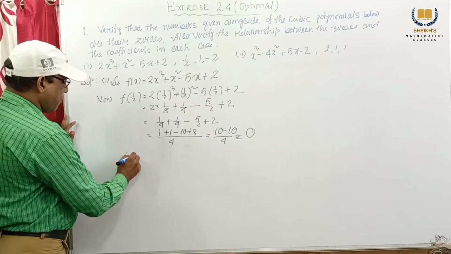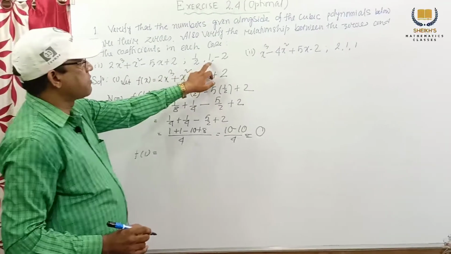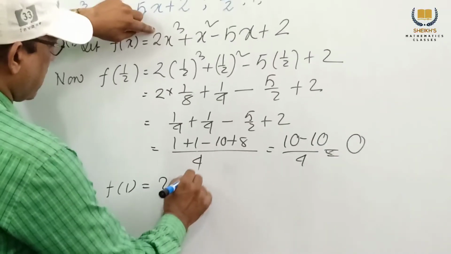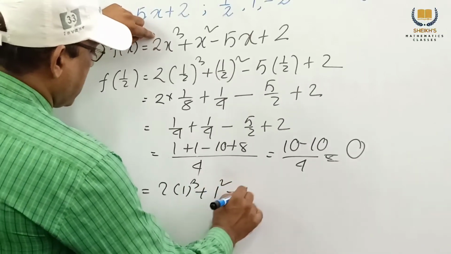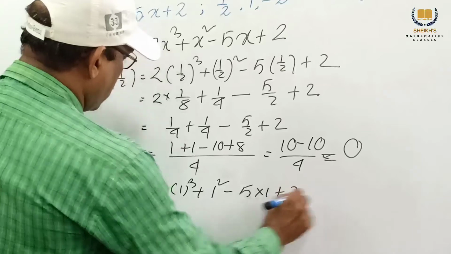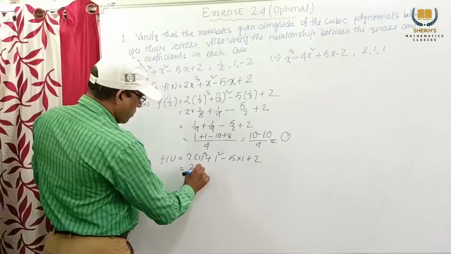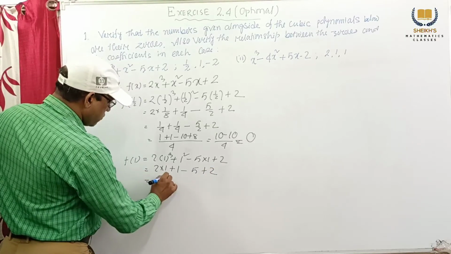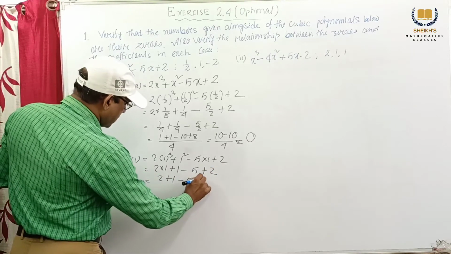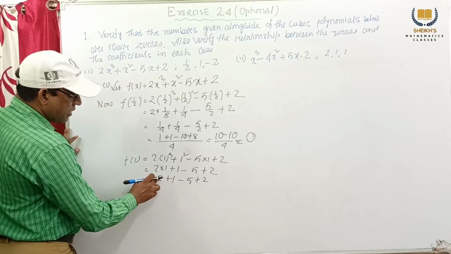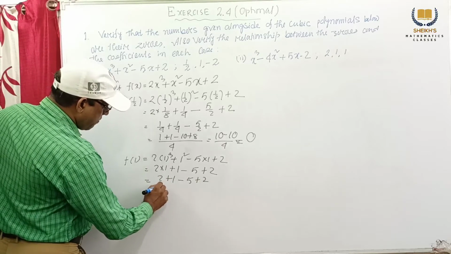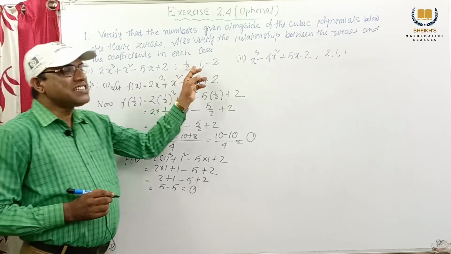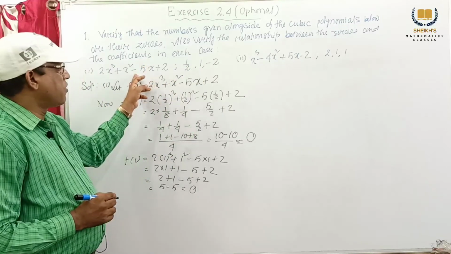So f of 1, putting the next value, which is 1. Here we put 1: 2 into 1 cube, plus 1 square, minus 5 into 1, plus 2. That is 2 plus 1 minus 5 plus 2. 2 plus 1 plus 2 is 5, and 5 minus 5 will be 0. So what we get? This is also a zero of the polynomial.